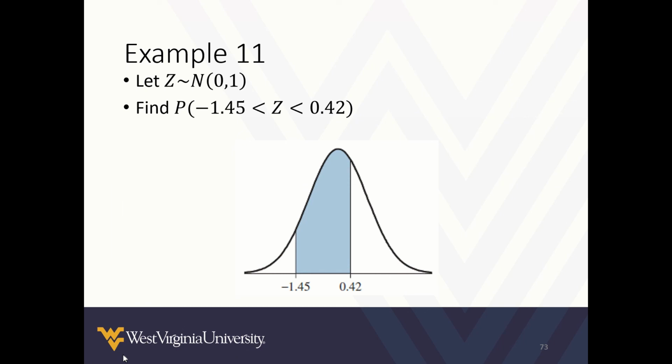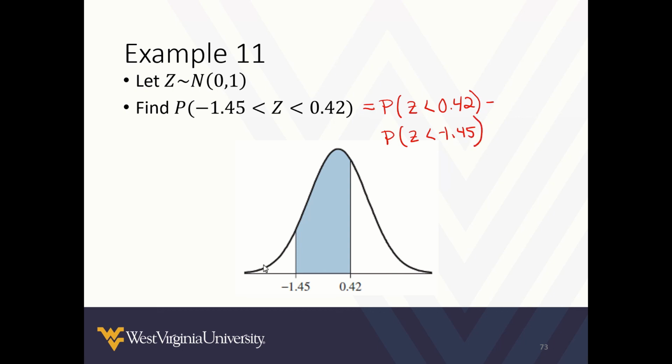Doing this one more time, trying to find the area between our A and our B. This time we're asked to find the probability of negative 1.45 less than z less than 0.42. Just as we had to do before, because our table only gives us the area to the left of the curve, what we're actually going to have to do is find the probability of z less than 0.42 and then subtract the probability of z being less than negative 1.45.